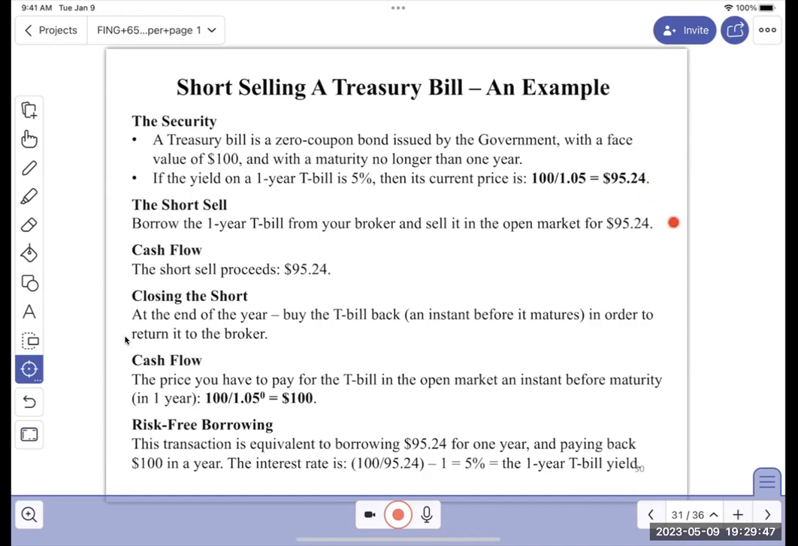So let's look at the short sell. You can borrow the 1-year T-bill from your broker and sell it on the open market for $95.24. So the cash flow is the $95.24. To close the short at the end of the year, you have to buy back the T-bill an instant before it matures in order to return it to the broker. It'll cost $100 to do that. So you borrowed $95.24 essentially for 1 year, and you paid it back at the end of the year for $100 and paid 5% for that interest.